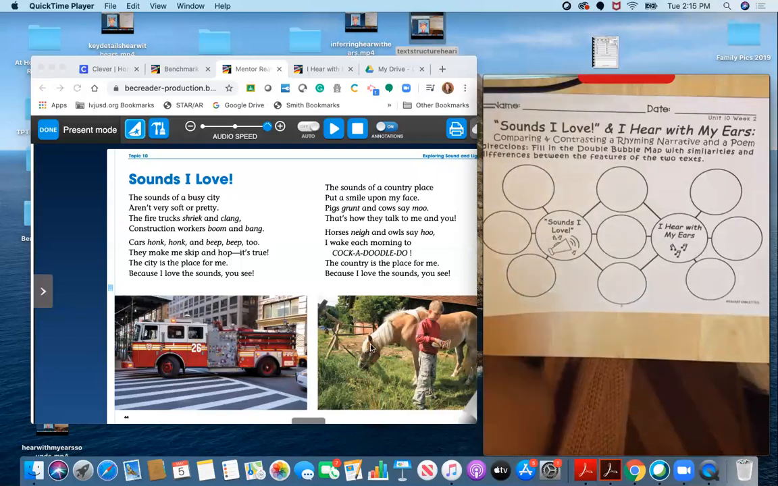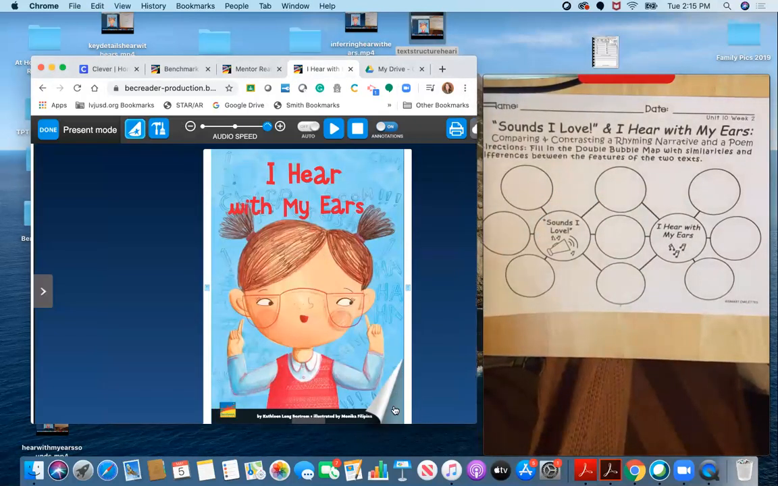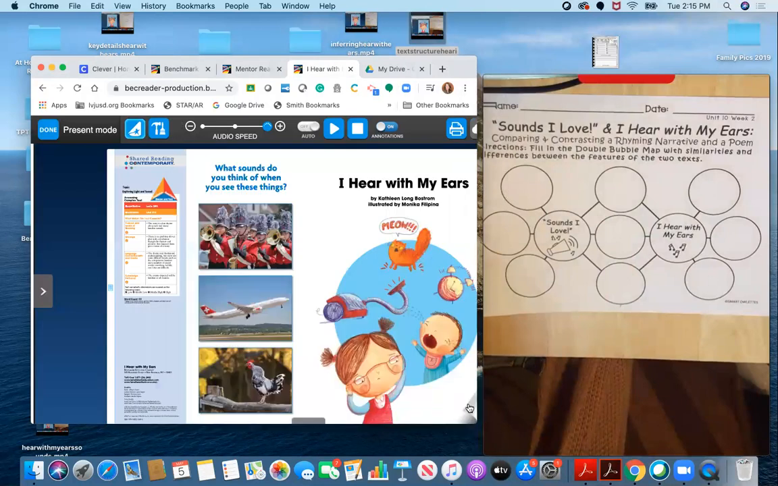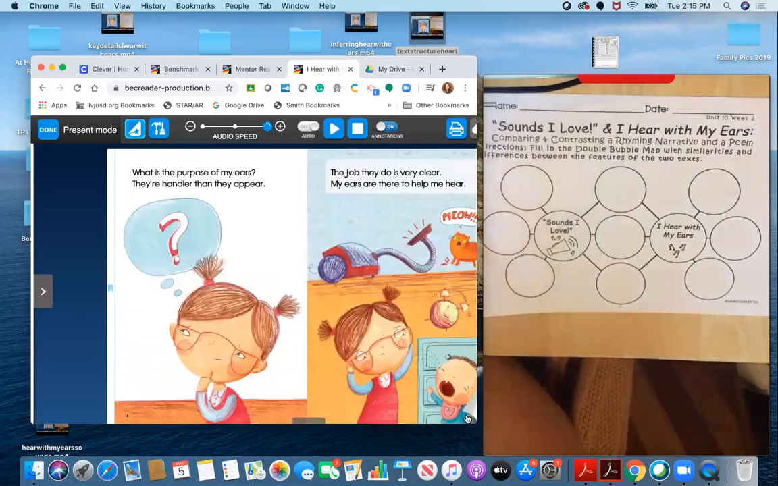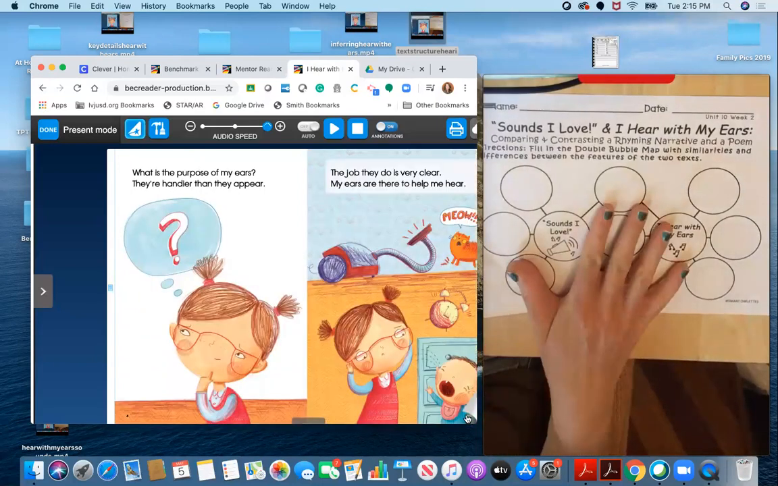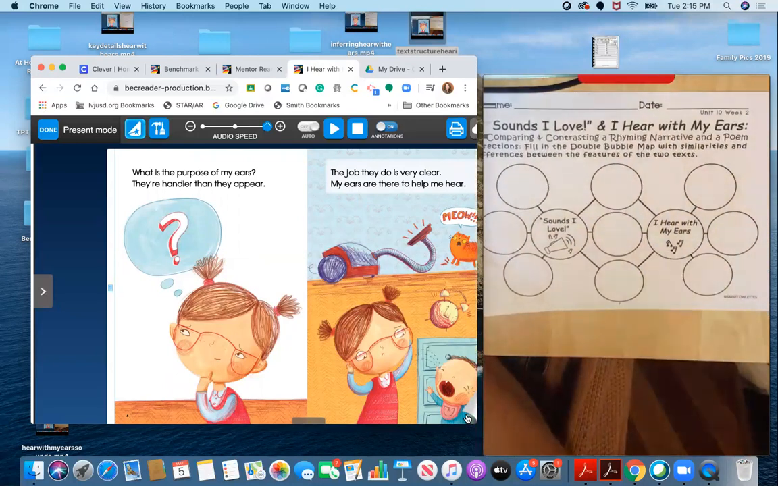So that was our text Sounds I Love from last week. And then we had this week's text, which was I Hear with My Ears, which we have been working with all week. So you should be familiar with that one. The first thing we need to think about when we're comparing two texts is the genre of the text. Was it fiction? Was it nonfiction? Was it a teaching book? Was it a poem? Think about what kinds of texts these books were.